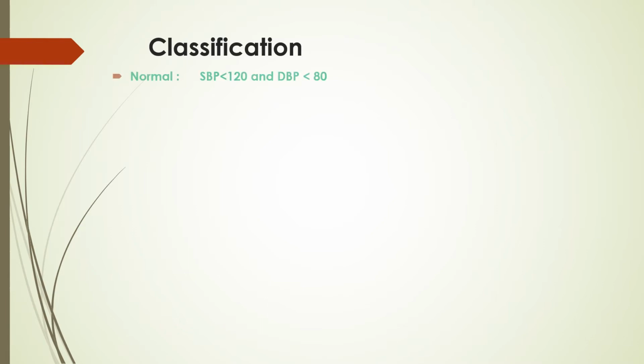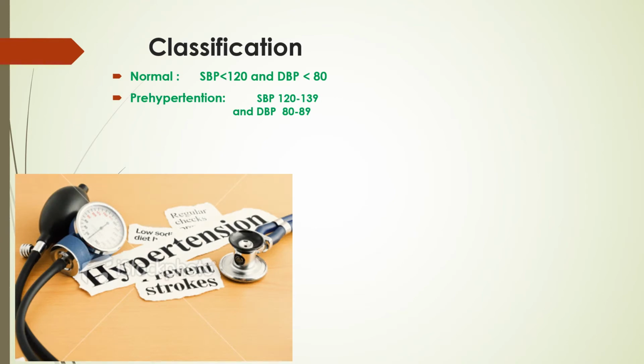I now move on to the classification of hypertension, and how it can be classified. If the systolic blood pressure is under 120 and diastolic blood pressure is under 80, the patient's pressure is considered to be normal. The patient is considered to have pre-hypertension if the systolic blood pressure is 120 to 129 and diastolic blood pressure is 80 to 89.